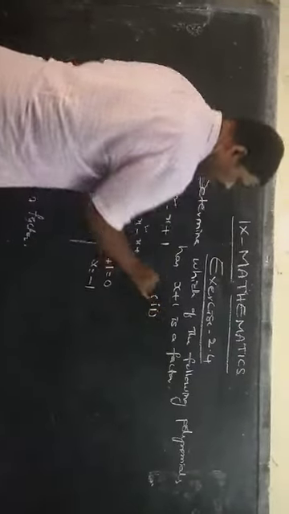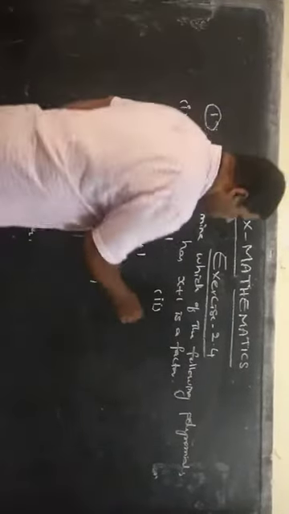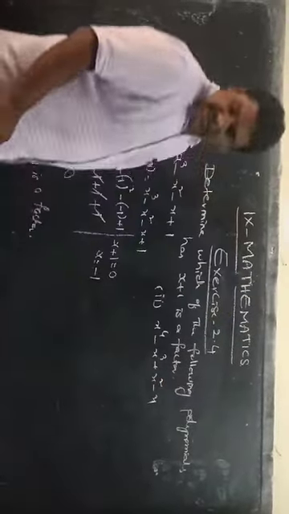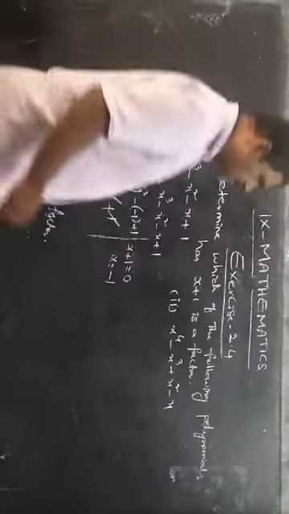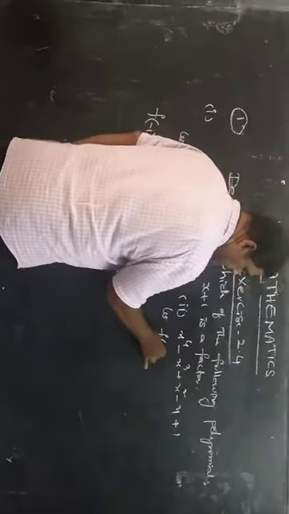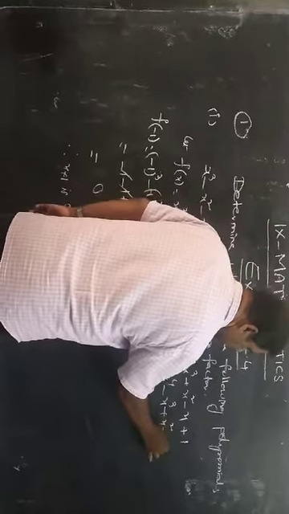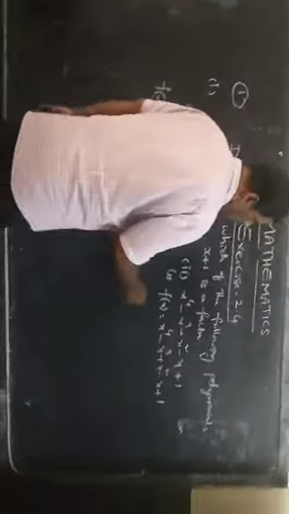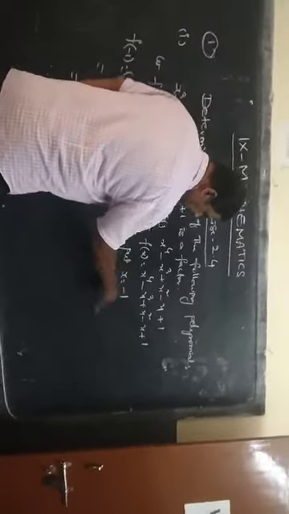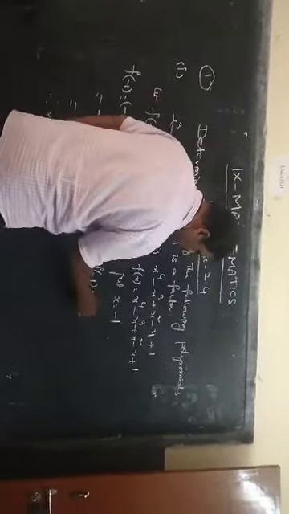Now the second one. x to the power 4 minus x cube plus x square minus x plus 1. First step is we have to suppose the given polynomial as f of x, that is x to the power 4 minus x cube plus x square minus x plus 1. To check whether x plus 1 is a factor or not, put x is equal to minus 1 and check. If you get 0 as the answer, it is a factor. Let us substitute x is equal to minus 1.